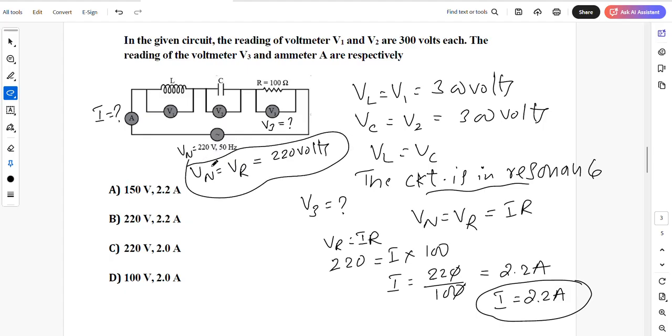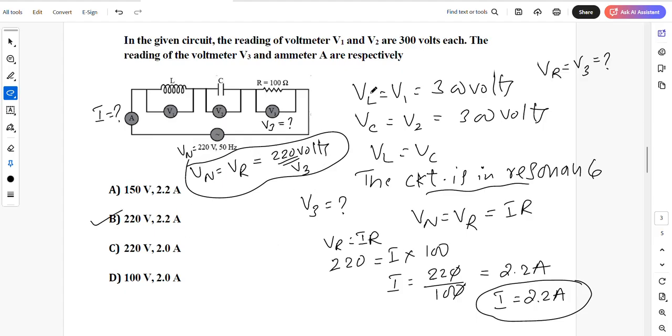And what is the voltage across the resistor? That is V3. They have given this is V3, that is the voltage across the resistor, VR, which you have to calculate. Now V3 is equal to 220 volts. And the current is 2.2. Hope you understood this.